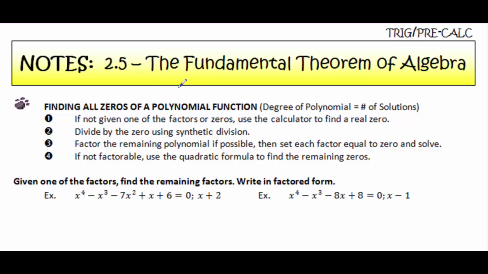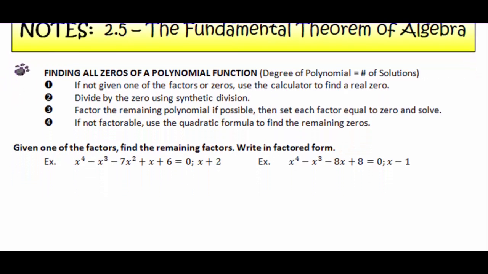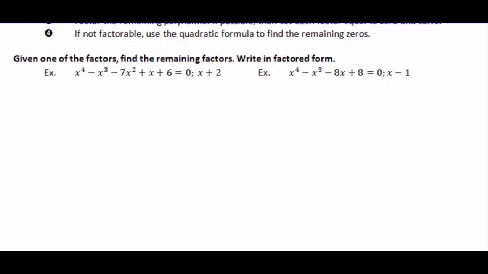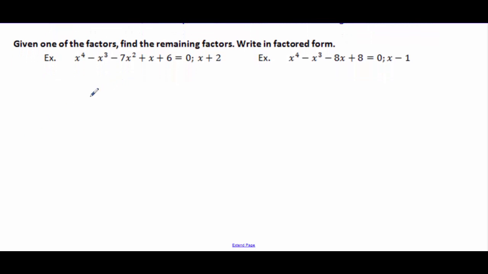but the idea is that we'd start off knowing how many answers we should get, and we can use that to help us know when we're done. On a bunch of these, they're going to give us part of the information and we're going to use that. So these first two examples, the instructions say that given one of the factors, find the remaining factors and then write your answer in factored form. So if I look at this, it's x to the fourth power, which means if I wanted to go all the way and solve this, I would get 4 answers.